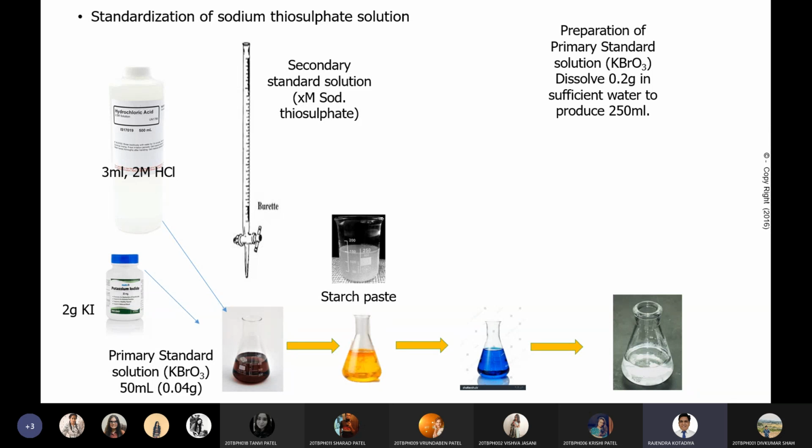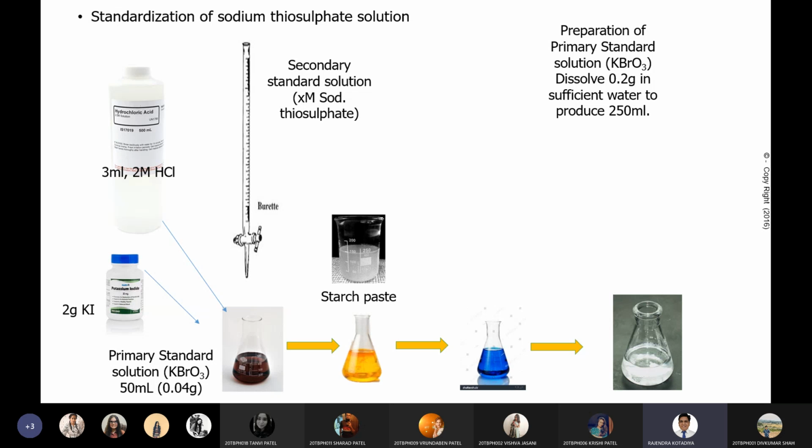Again I am repeating. First we'll prepare primary standard solution. For that we'll dissolve 0.2 gram KBrO3 in sufficient water to produce 250 ml. From that 250 ml we'll measure 50 ml and take it in the conical flask. In that we'll add 2 gram potassium iodide. We'll provide the acidic medium by adding 3 ml 2 molar HCl. We'll titrate it with our prepared solution, or prepared secondary standard solution.